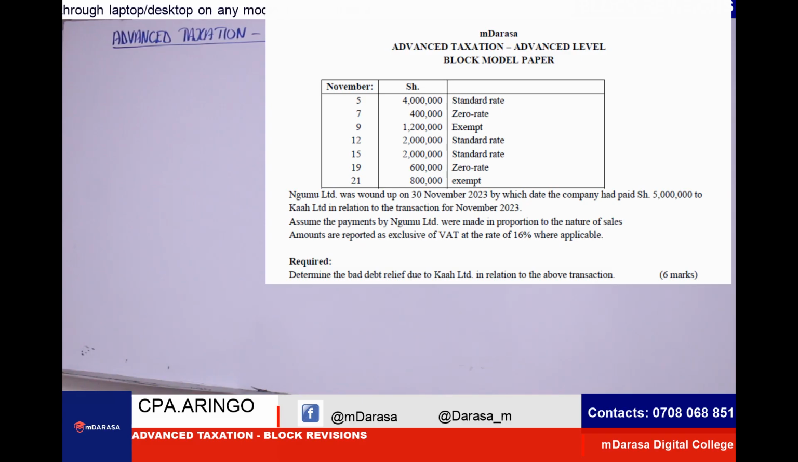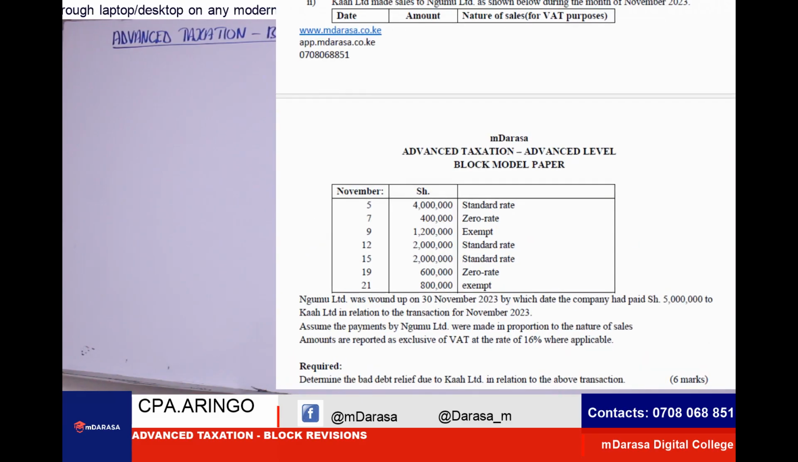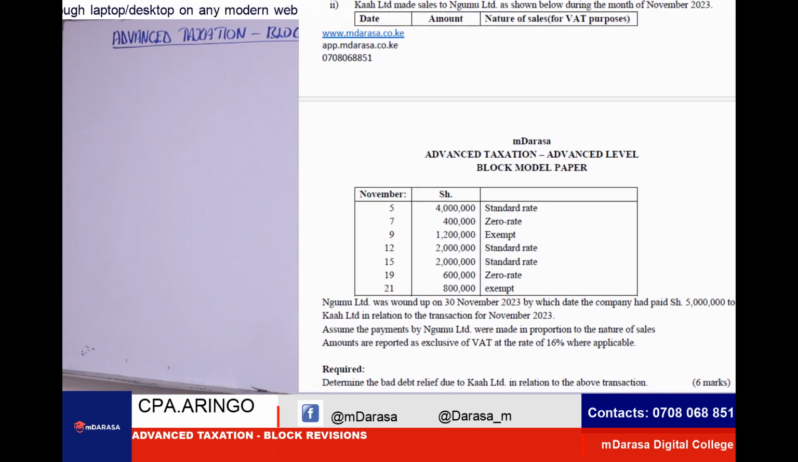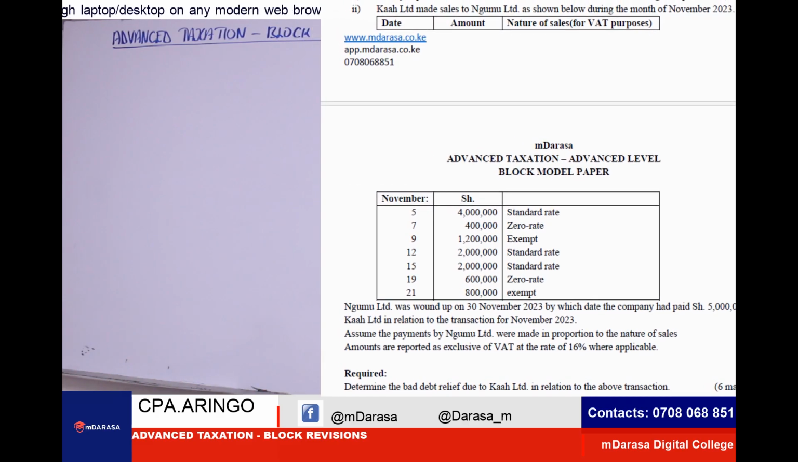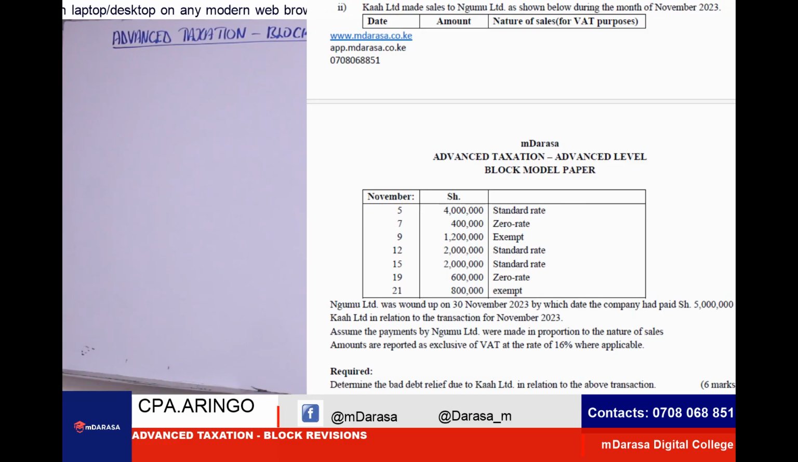All we are being asked is to determine the VAT bad debt relief. So make sure that you have the question. If possible, take a screenshot of the question so that you have it. Mwalimu is handling this question right now.